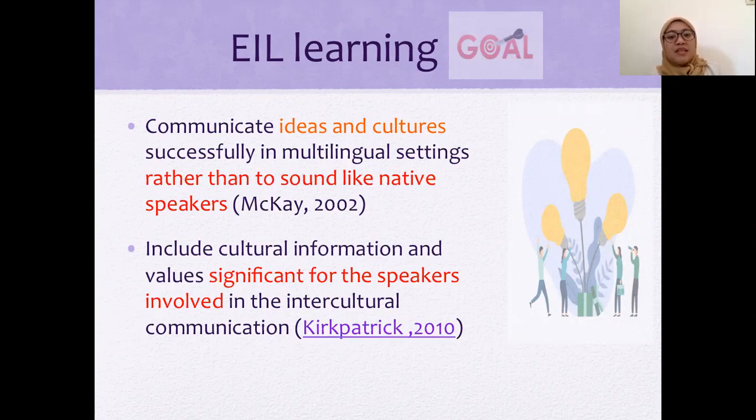And then the second important learning goal is to include cultural information and values which are significant for the speakers involved in the intercultural communication. In this case, it means that the cultural information and values taught in the English language classroom are not only based on the single norms which belong to native speakers, but the norms which will be used by the learners in the actual context.